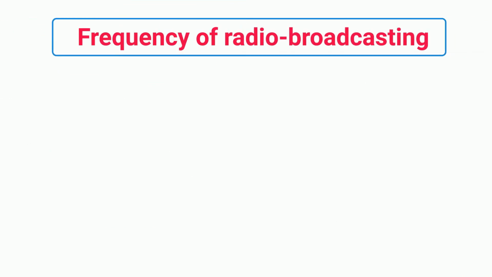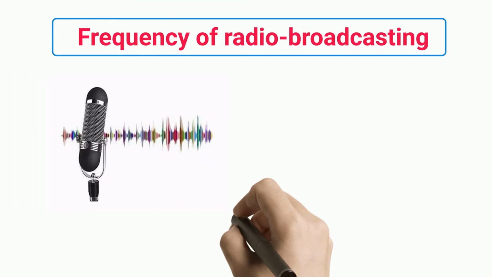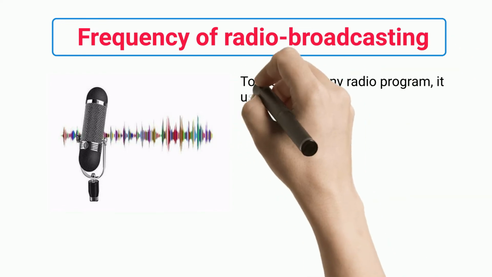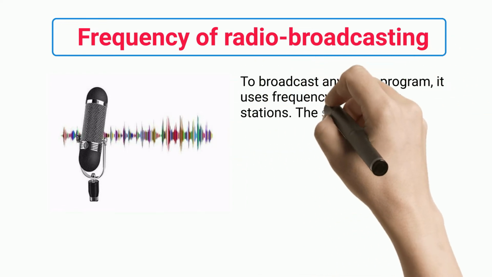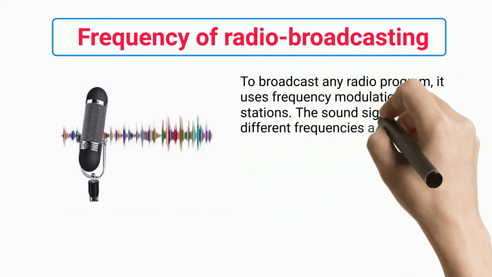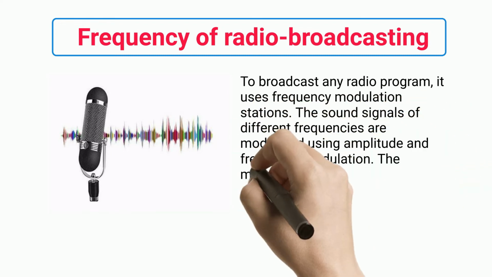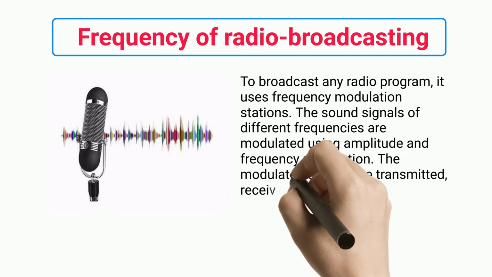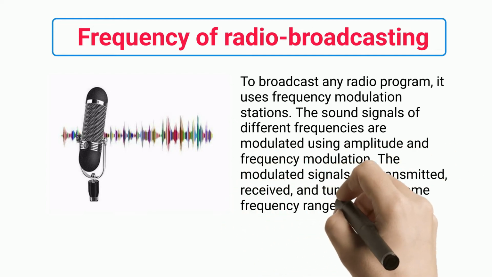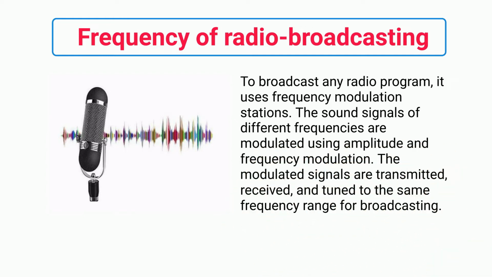Frequency of radio broadcasting. To broadcast any radio program, it uses frequency modulation stations. The sound signals of different frequencies are modulated using amplitude and frequency modulation. The modulated signals are transmitted, received, and tuned to the same frequency range for broadcasting.